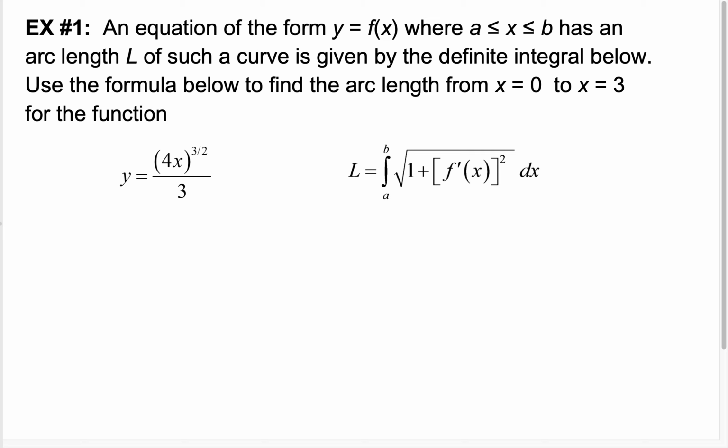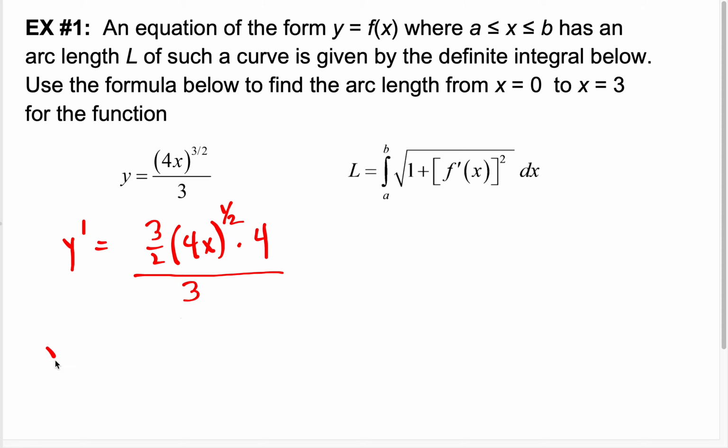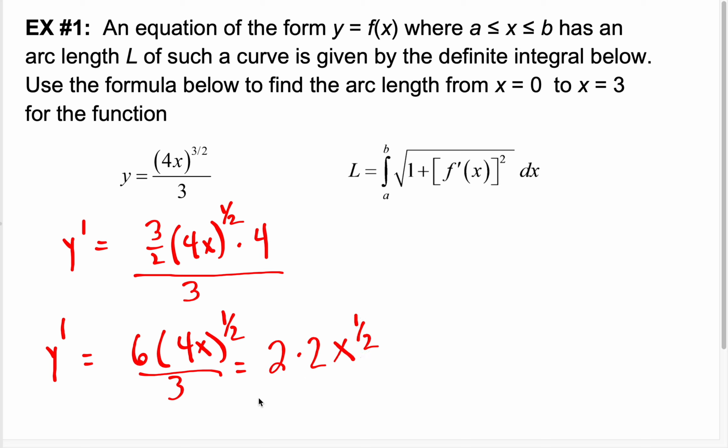Okay, so the first thing we have to do is find a derivative. So let's do that first. That is going to be 3 over 2, 4x minus 1, to the 1/2 times the derivative of the inside, chain rule, all over 3. So we're going to have 4 times 3 is 12, divided by 2 is 6, times 4x to the 1/2 over 3. 6 divided by 3 is 2. The square root of 4 is 2, and x to the 1/2. So the derivative then is 4x to the 1/2.